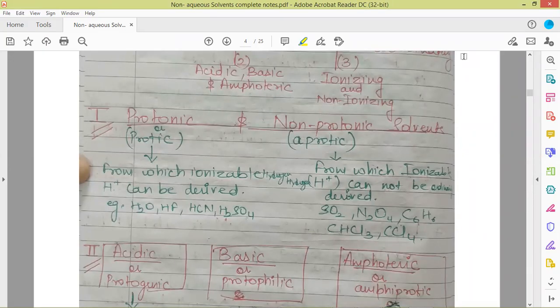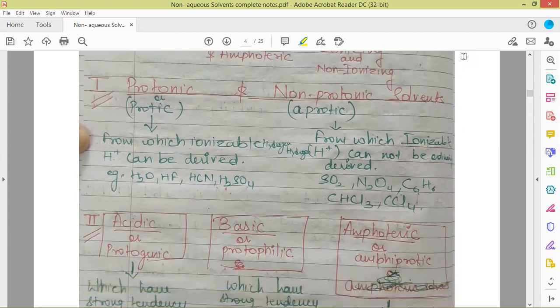So our next category is acidic, basic, or amphoteric solvents. Based upon the nature, the solvent can be acidic, basic, or amphoteric. Acidic solvents are also called protogenic. Basic are called protophilic. By protogenic we mean that which can generate a proton. By protophilic, which attract a proton.